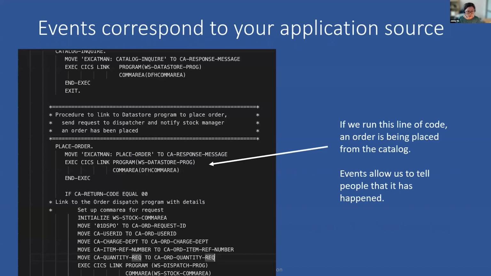For example, on the screen here there is some COBOL code, which, as you can see, says place order, which moves to a CA response message. Then an EXEC CICS LINK to a program with a COMMAREA. Then at the end, it will check the return code. So this is quite a typical CICS application running in a CICS region. When your application runs this code, then there is business happening. Using the event, on this particular command, for example, it can tell you what happened.